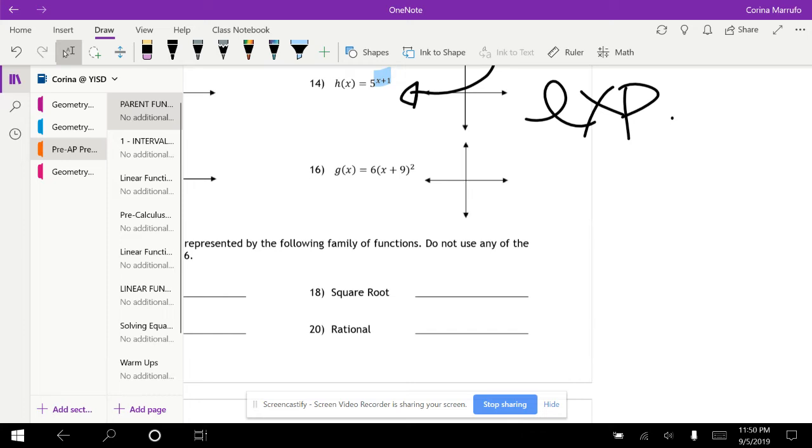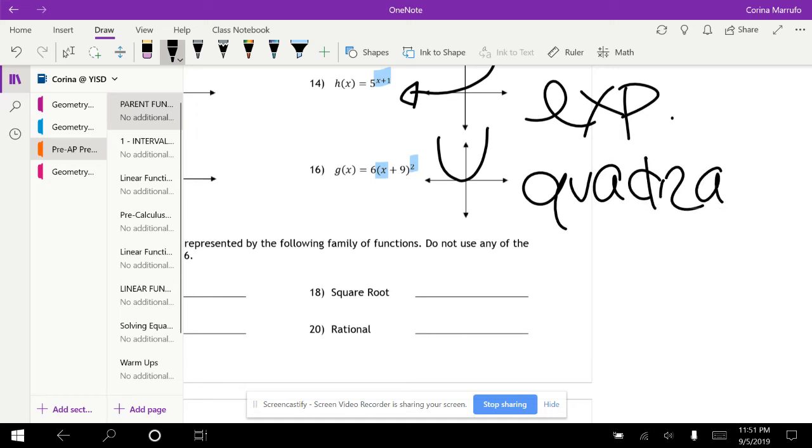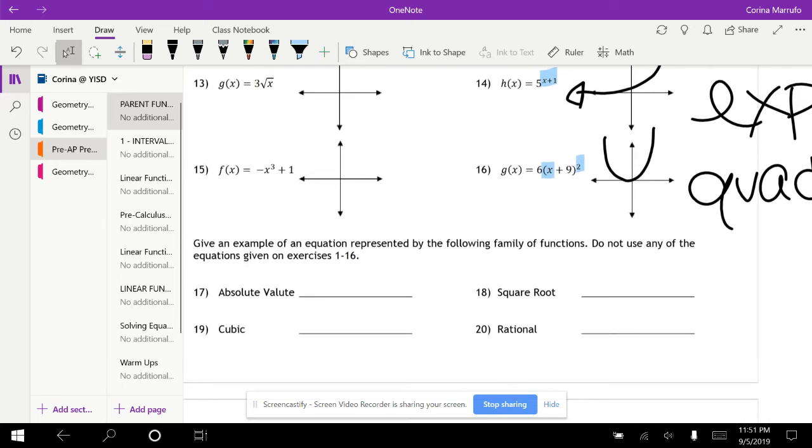All right, this next one, I do see a squared out here and the x is inside there. So that is going to give us an x squared, which is going to make this a quadratic function. Quadratic. Okay, and the next one says, give an example of an equation represented by the following family of functions. Do not use any of the equations used in 1 through 16. So you need to make up your own. You can't use the ones that they just gave us.